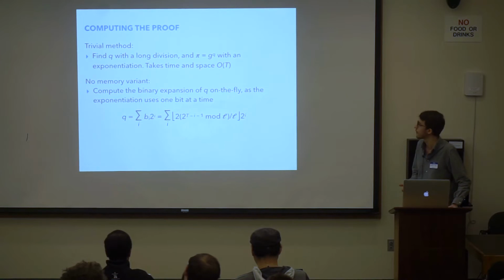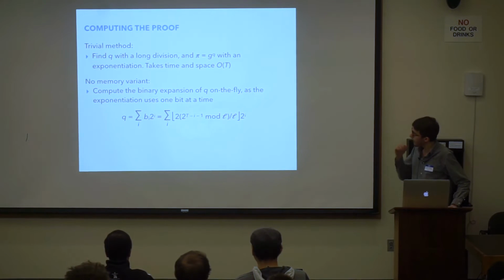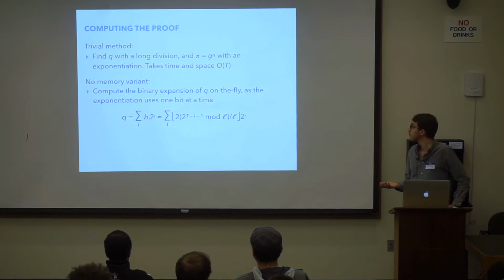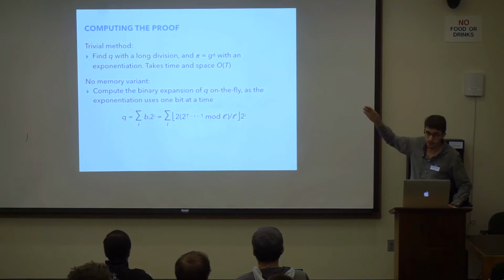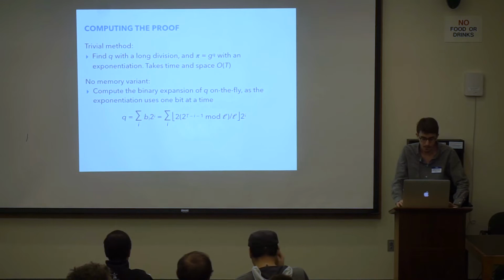So first you have a no-memory variant. If you observe that to compute your exponentiation pi equals g to the q, you're going to use the bits of q one at a time, you can just, instead of computing q at the beginning, compute it on the fly with this formula, which gives you the binary expansion of q.